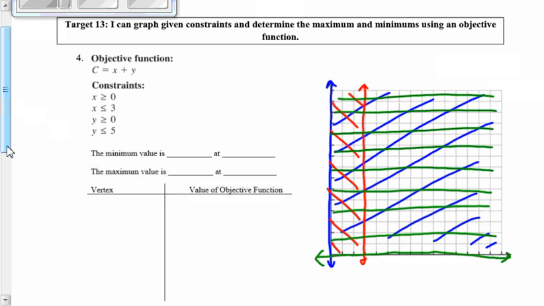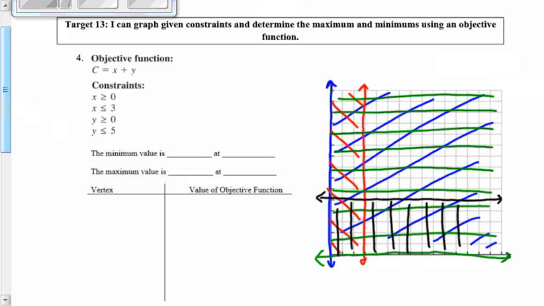And then y is less than or equal to 5. So I'm going to go up here to 5. 1, 2, 3, 4, 5. Make a horizontal line there. And I'm going to shade down because it says less than.